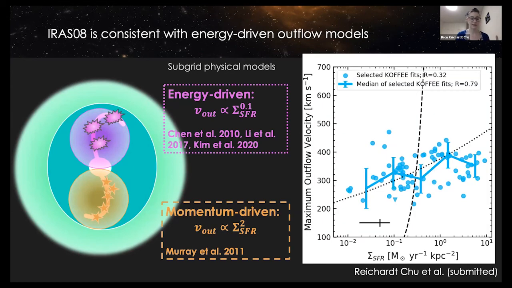And so this is what I've done. Here is the maximum outflow velocity I have measured against star formation rate surface density for spaxels in IRSO 8, where I have found evidence of outflows. And as we can see, the outflows in IRSO 8 are consistent with energy-driven outflow models.